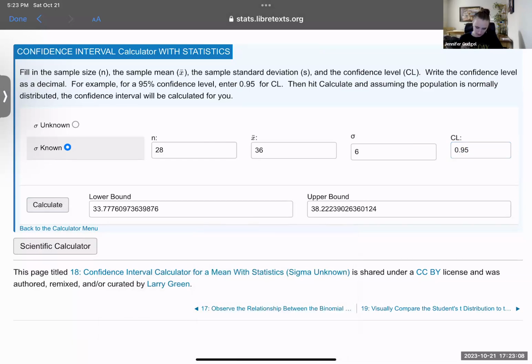Good, I clicked calculate and we see 33.7776 and 38.2224. That last value would be rounded to 4. All right, again, make sure you know how to do this by hand. If you are confident that you can do it by hand, you are welcome to use that online calculator to speed up the process as you do more examples on your homework.